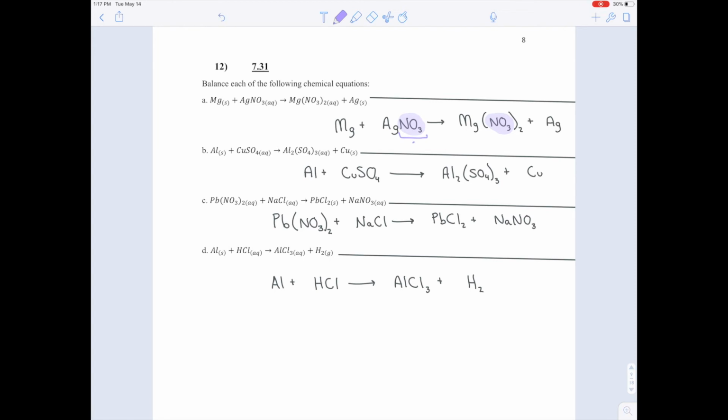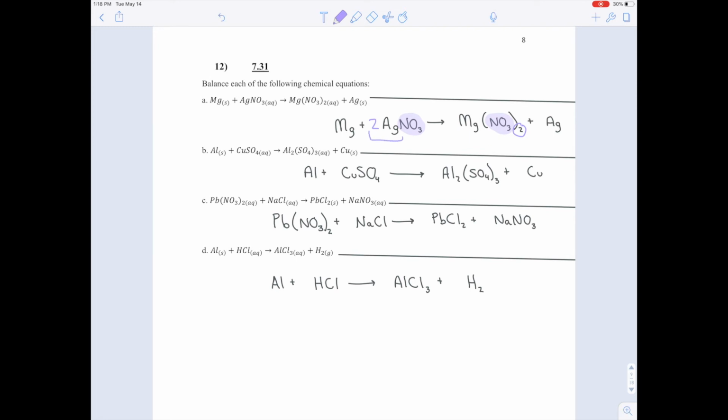So we have 1 purple blob on the left side. Notice how I'm treating all of that NO3 as one thing. NO3 is just a purple blob. So we have 1 purple blob on the left side. You can see we have 2 purple blobs on the right side. So what do I need to multiply the 1 by to give me 2? 2. 1 times 2 is 2. All right, so let's go back, see how this has affected our balancing. We have 1 magnesium on the left, 1 magnesium on the right.